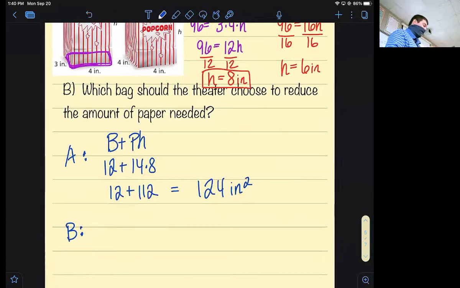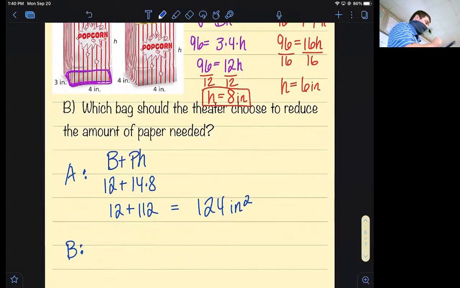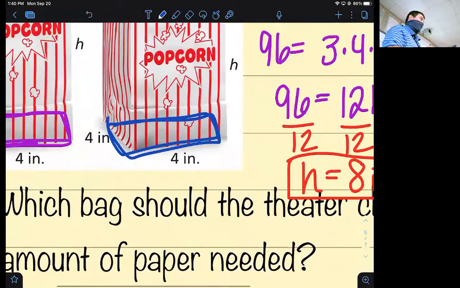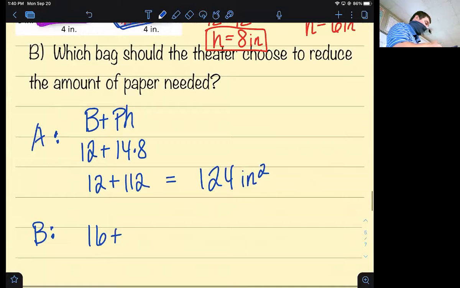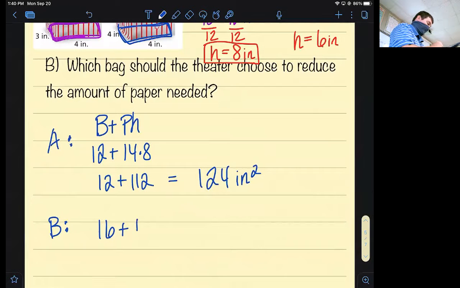Let's do it for bag B now. The area of bag B's base was 16. And what's the perimeter of that square? 4 plus 4 plus 4 plus 4. Anybody? Also 16. Yeah, it's one of those weird squares where the perimeter is the same as the area.